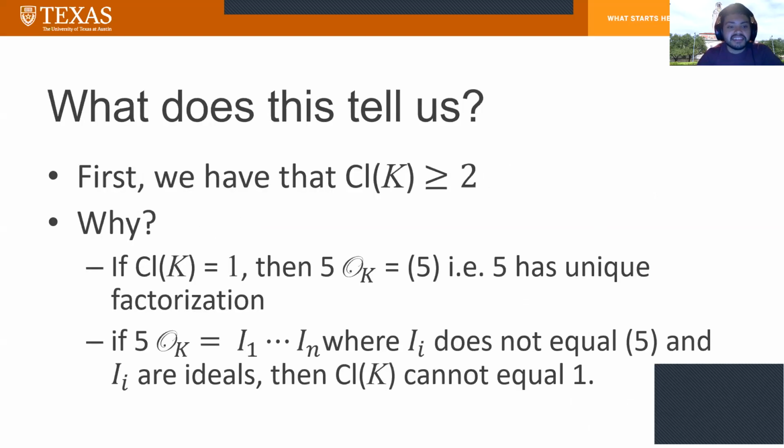What does this tell us? First, we have that CL of k is greater than or equal to 2. Why? Well, if CL of k is equal to 1, then 5 over k is just equal to the ideal 5, i.e. 5 has unique factorization. If 5 over k is equal to the product of many ideals where none of the ideals are equal to the ideal 5 and the rest are ideals, then CL of k cannot equal 1.